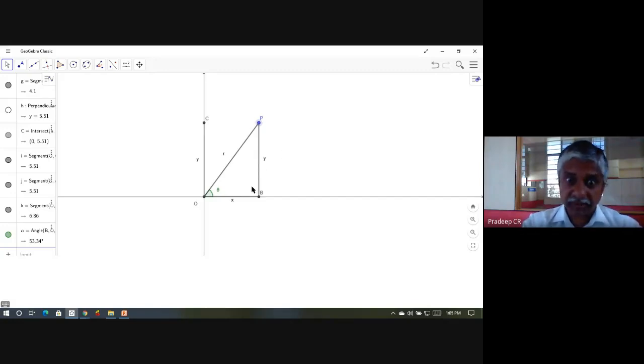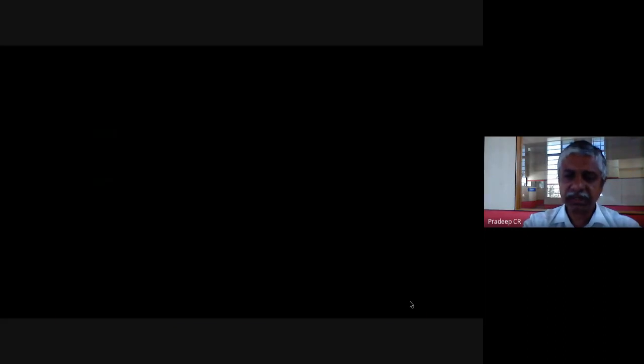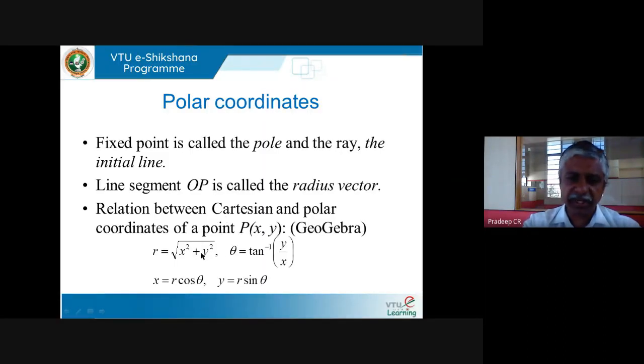So what I'm trying to tell you is, if you give me R and theta, I can find X and Y. If you give me X and Y, I can find R and theta. This is the crux of this small session. If you give me Cartesian coordinates, I can find polar coordinates. If you give me polar coordinates, I can find Cartesian coordinates. So the relationship between them is mentioned here in this slide. If you give me x and y, I can find r and theta this way. For example, if x equals 3 and y equals 4, r equals 5 and theta is equal to tan inverse of 4 by 3.